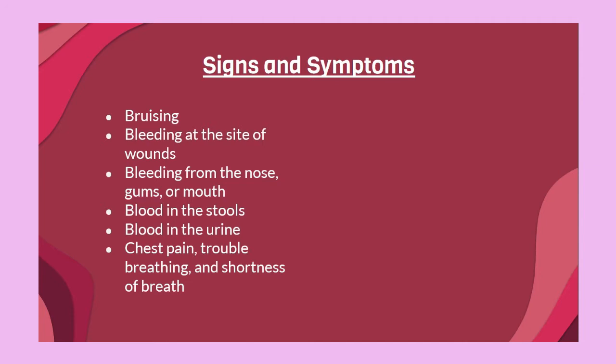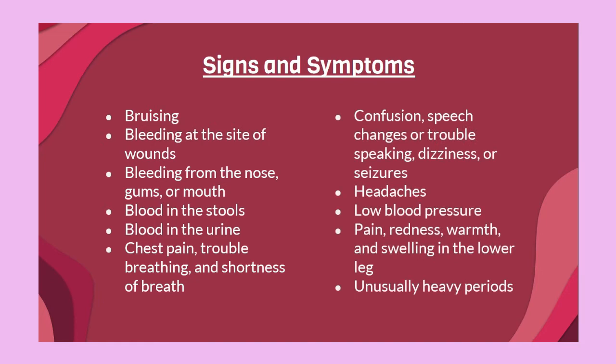Next is blood in the stools or tarry stools. This is from bleeding in the intestines or stomach. Stools may appear dark, red, or like tar. Next is blood in the urine, and then chest pain, trouble breathing, and shortness of breath. There is also confusion, speech changes or trouble speaking, dizziness or seizures. Headaches can also occur, low blood pressure, pain, redness, warmth, and swelling in the lower leg. There are also unusually heavy periods for the women.